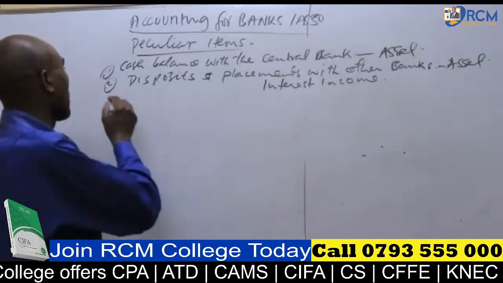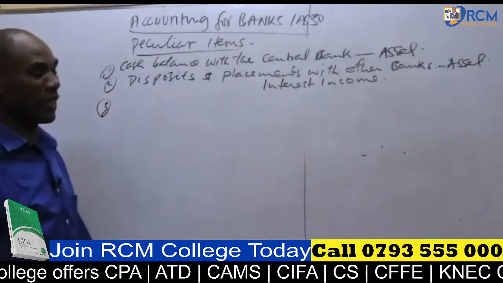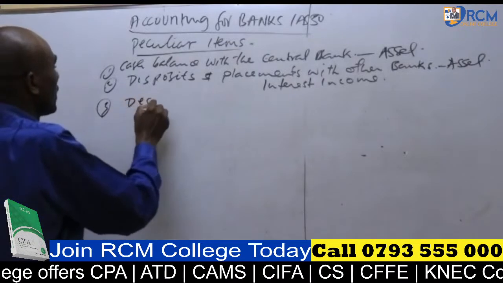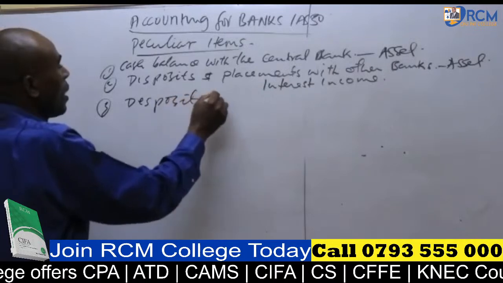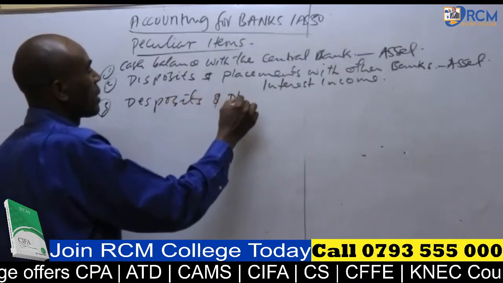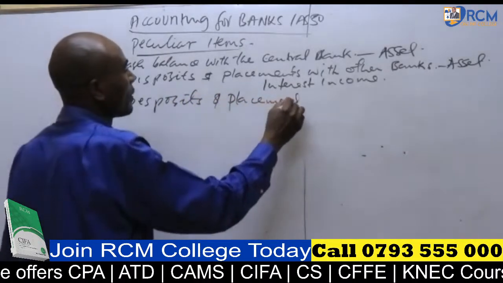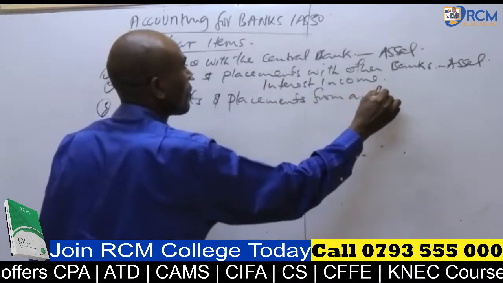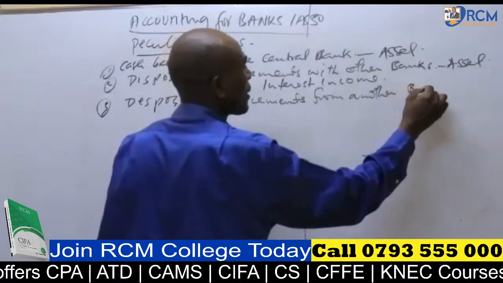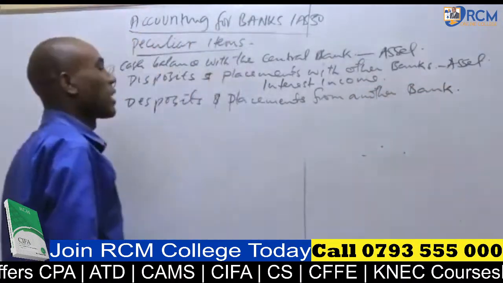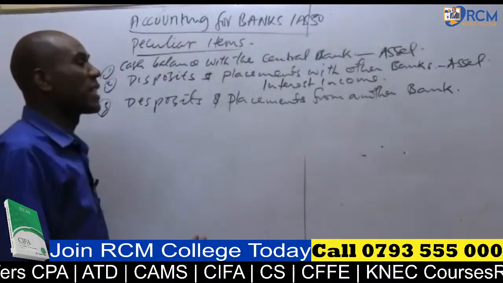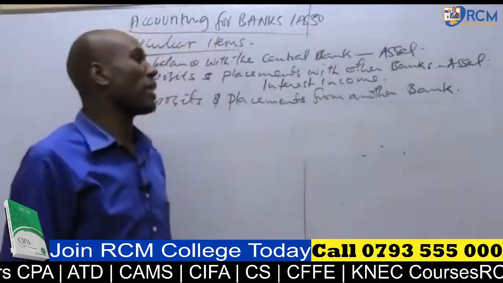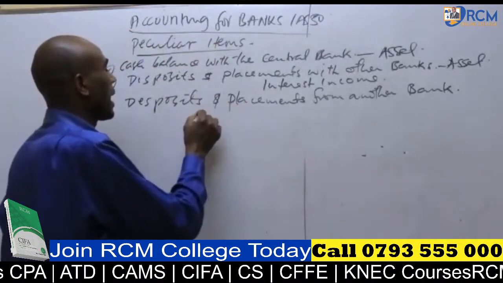Then we have number three, another peculiar item: deposits and placements from another bank. Now, this is where another bank is bringing cash to our bank to keep it there. Therefore, this one becomes a liability.